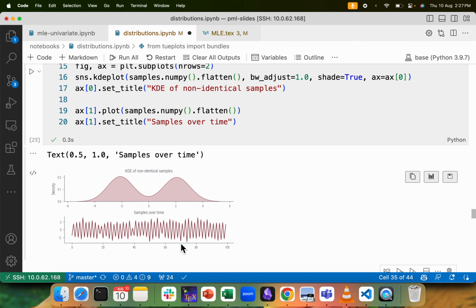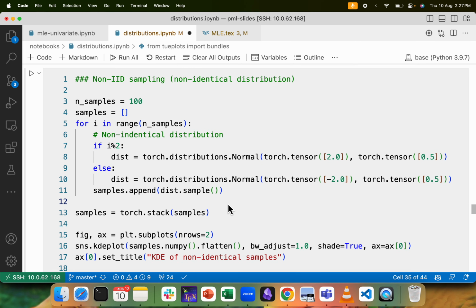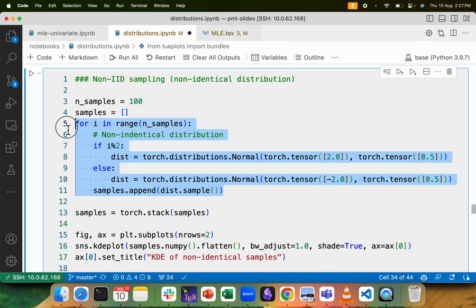Questions on this? Let me ask a more realistic question now after showing this contrived example. Can you tell me any real world situation where you might see a non-identical distribution, or where the identical distribution assumption will break?